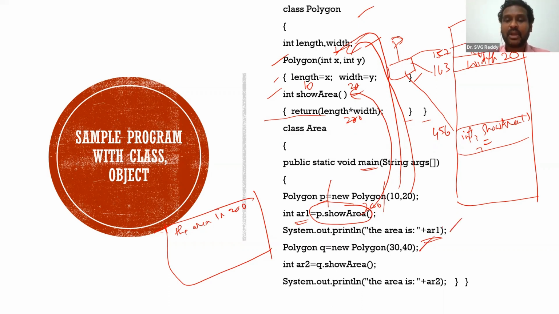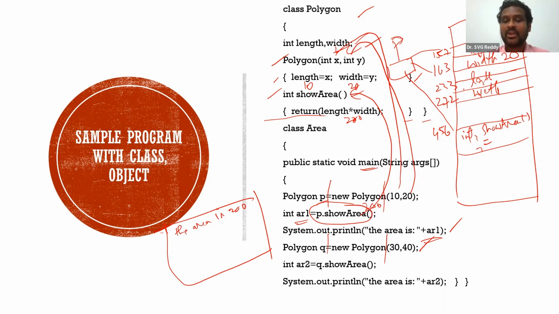Now the next line again. Polygon Q is equal to new polygon. Again, an object is created for the same class polygon. So declaration, memory allocation. So how does it allocate memory now? Yes, Q for the polygon class. What are the variables? Yes, length and width. Please understand. So length at 233 somewhere, and width at 272 somewhere.